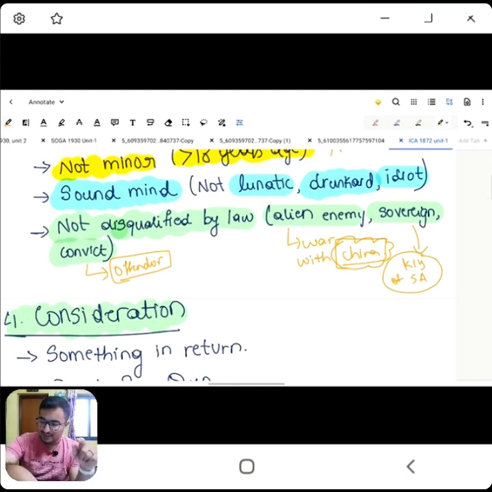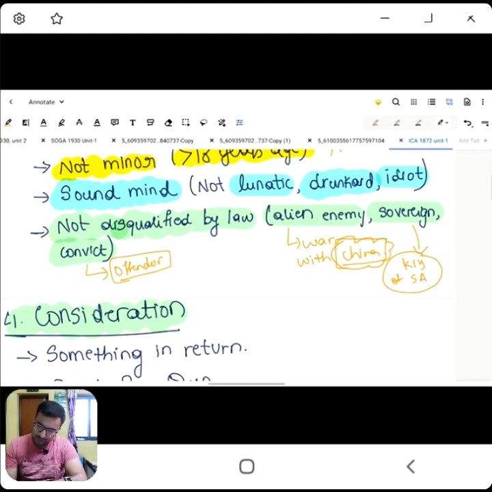So what are we discussing? We are discussing section 10, which tells us a few things have to be present in order to call your transaction a contract. What are they? Number one, there has to be an agreement. That means there has to be offer and acceptance. Number two, consent has to be free. When is consent not free? In five situations. Number three, person should be competent to contract. When is a person not competent to contract? In three situations. When he is a minor, when he is of unsound mind, and when law has declared him as disqualified to enter into contracts.